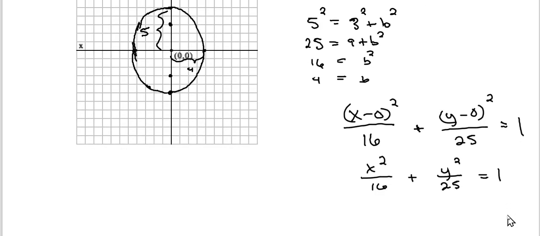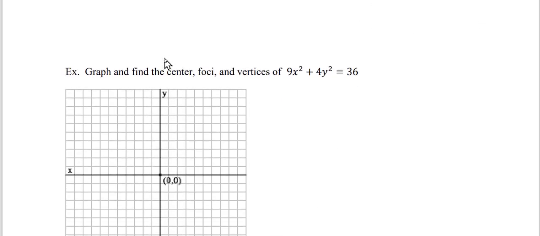I don't even necessarily worry about what's my major axis, what's my minor axis. I just know from the center out to the vertex horizontally, that number gets squared and goes under the x term. And same thing for the y, just looking at the vertical distance. Let's try another one.